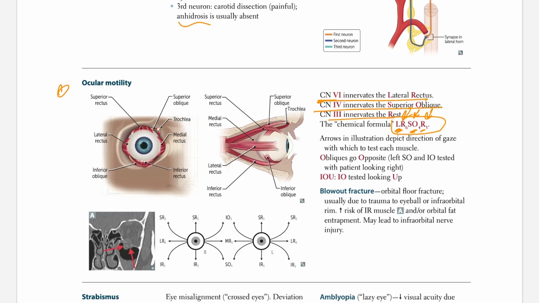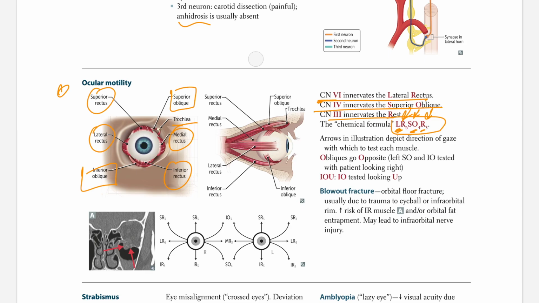Okay, taking a look at this image, where are they present? Lateral rectus is on the lateral side, medial rectus on the medial side, superior rectus on the superior side, inferior rectus on the inferior side. The two other muscles are the inferior oblique and superior oblique. One important thing for the superior oblique: there is a pulley mechanism through the trochlea. So it goes through the trochlea and then gets attached to the eyeball.